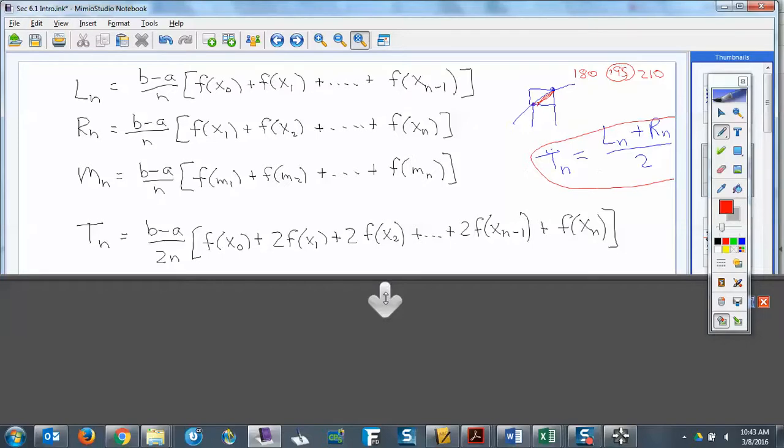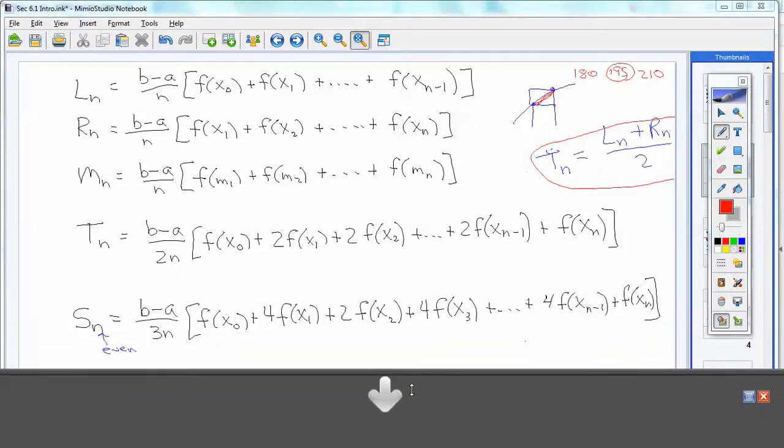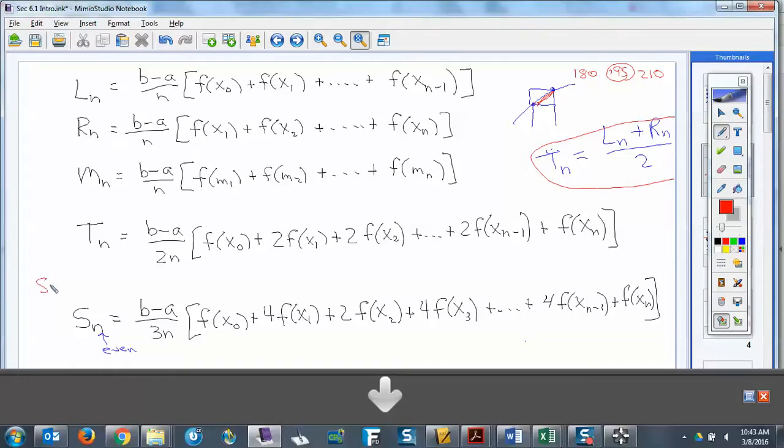Okay, here's the next one we're going to do, and it is called Simpson's rule. So we'll use an S for that. Simpson's rule is another approximation technique. Now notice this one says S sub n, but the n has to be even. Simpson has to be an even number of subdivisions. So you have to do an S6 or an S8 or an S4. I will never ask you to do an odd. You can't. It's got to be even. Now notice what this one is. It's b minus a over 3n, so it's very similar to trapezoid.